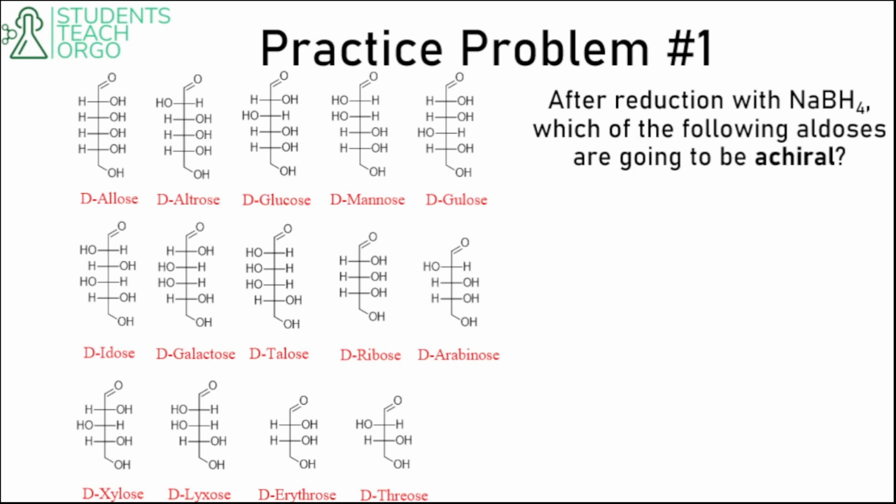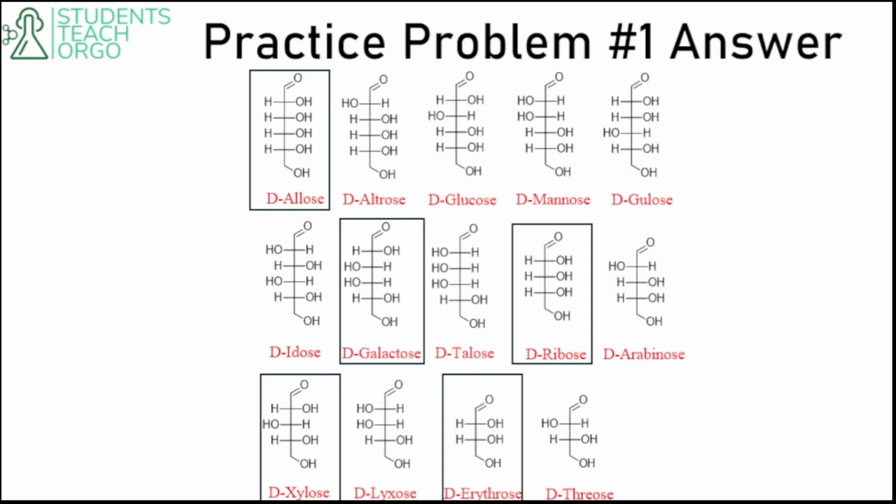This relates with chirality. After we reduce with NaBH4, which of the following aldoses are going to be achiral? So take some time and think about which one is going to be achiral. So apply the trick that I used. Okay, so here's the answer. So how did I do this?